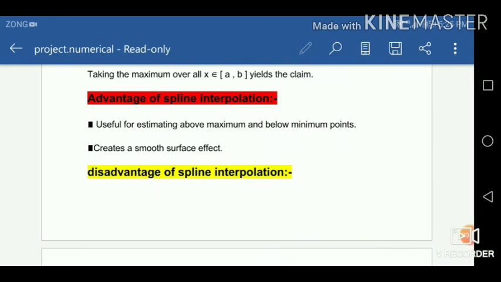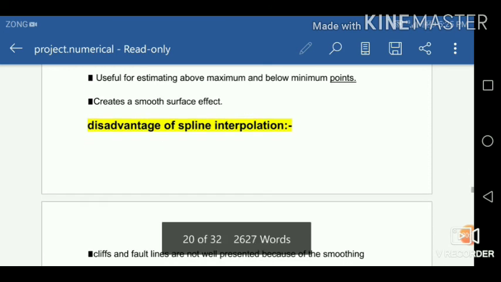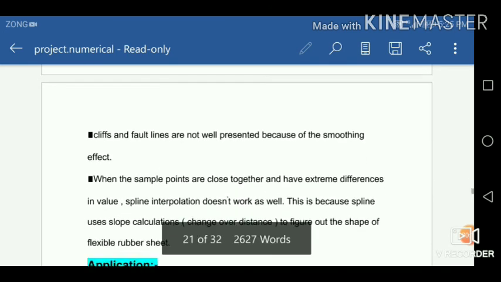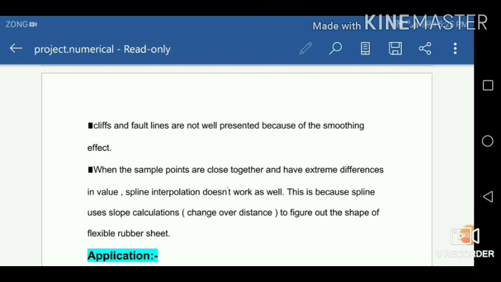Now I will discuss the advantages of spline interpolation: it is useful for estimating above maximum and below minimum points, and it creates a smooth surface effect. The disadvantages of spline interpolation are as below. Number one, cliffs and fault lines are not well represented because of the smoothing effect. Number two, when the sample points are close together and have extreme differences in value, spline interpolation does not work as well.